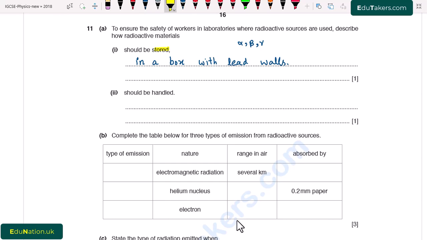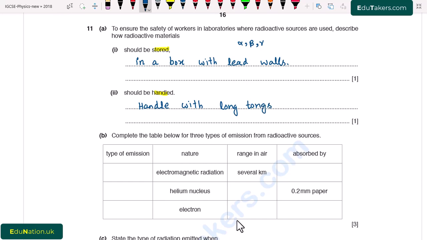Part 2 should be handled. So how can we handle the radioactive materials, as these are very dangerous to all humans? We can handle them with long tongs, and we can also handle them by wearing lead gloves. So I write here, handle with long tongs.